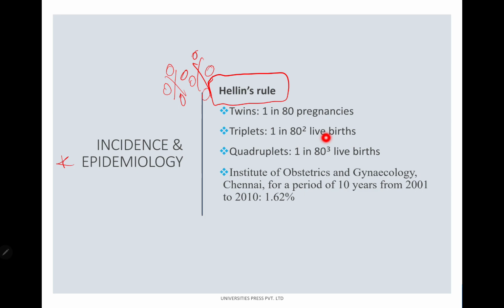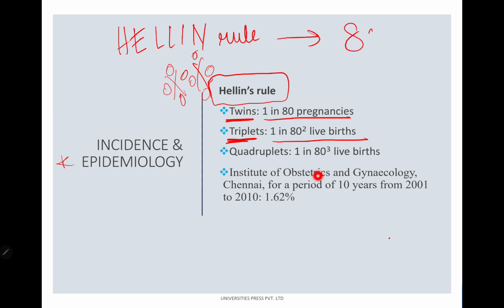Helen's rule talks about the incidence and epidemiology of twins and of multiple pregnancy. That is, twins are usually 1 in every 80 pregnancies. Triplets is 1 in 80 square live births. So see Helen's rule, guys. Just remember Helen's rule. If they ask, you just need to remember the number 80.